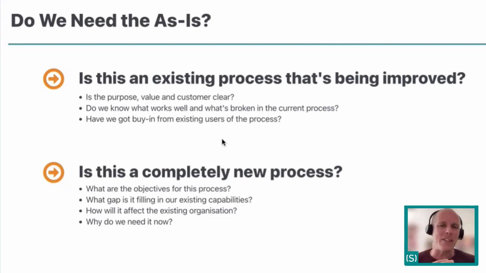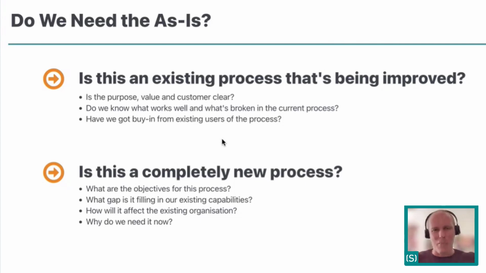So if you're designing a completely new process, then there is no as-is, if you like. So there is nothing to go and map today. But all of the things I talked about apply, which is really understanding what it is you're trying to achieve and why the organization is not doing this today. Is it a problem in the organization, or is it just something completely new that we're doing?